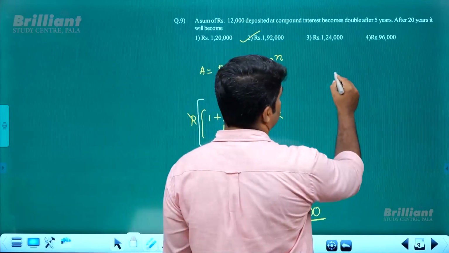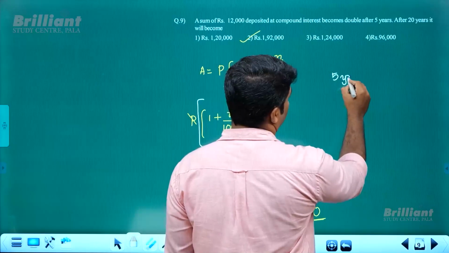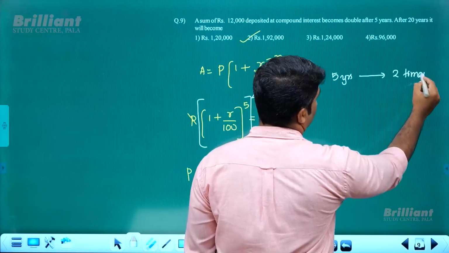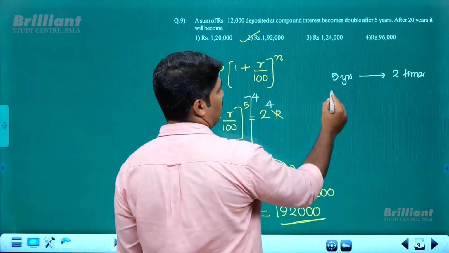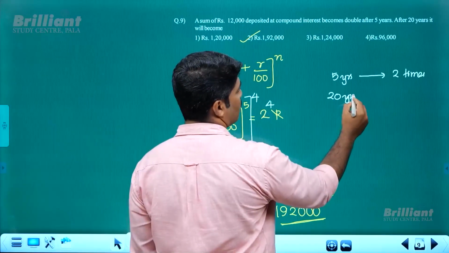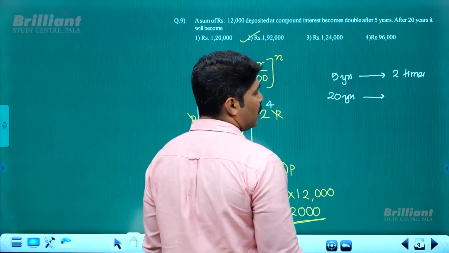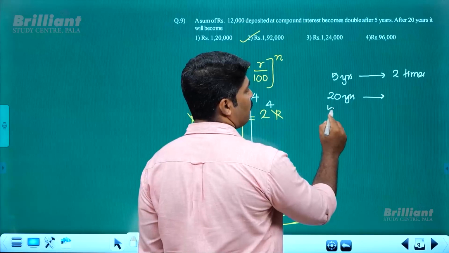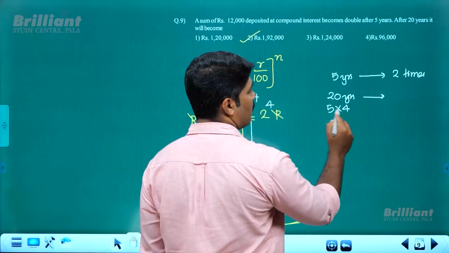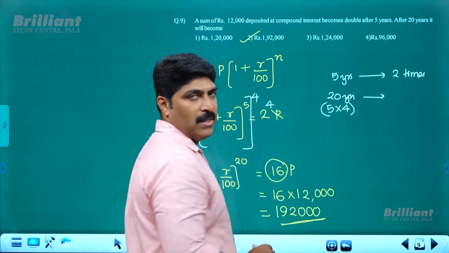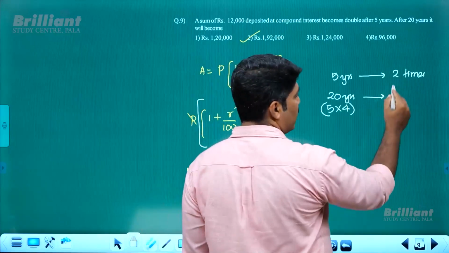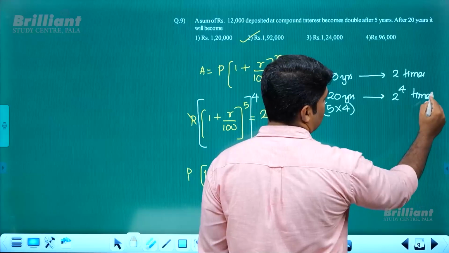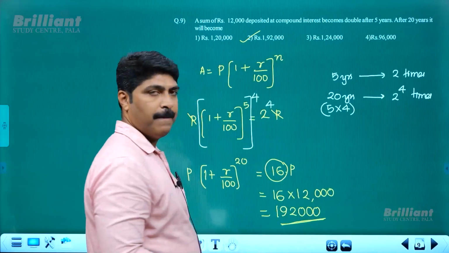So in such a situation, in 5 years, it becomes 2 times. And we already found that in 20 years it becomes... So understand this point. This 20 is nothing but 5 into 4. Therefore, on the right side, how many times will it become? That is 2 raised to 4 times. So that's a logic we can directly apply.